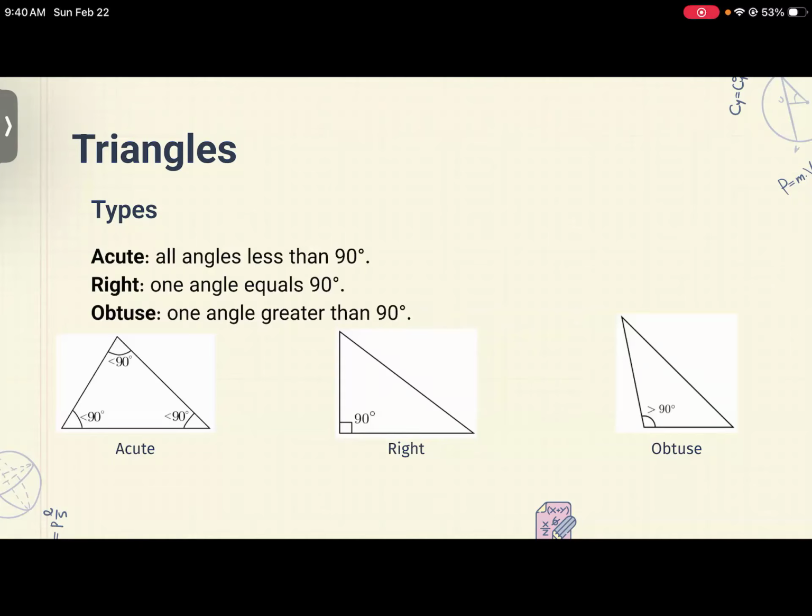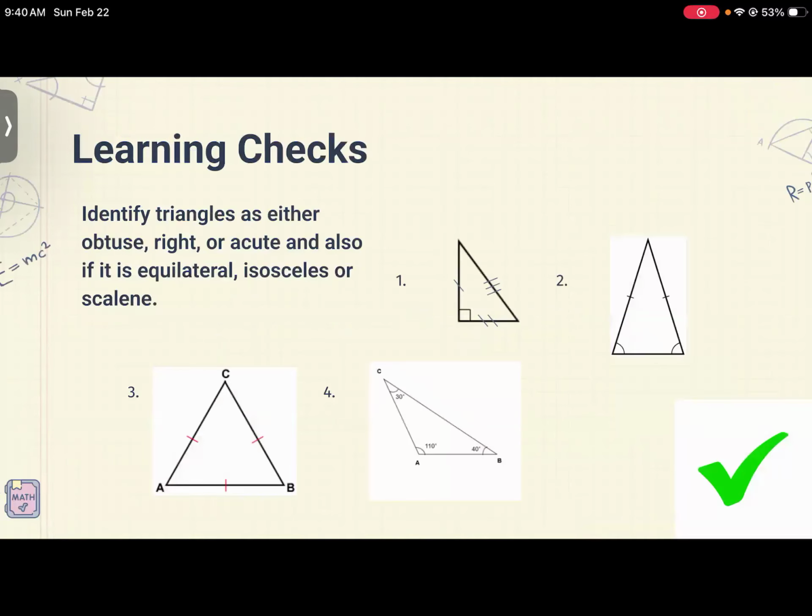Okay. So for the learning checks, on a piece of paper, write down 1 through 4, and then say if it is an obtuse, right, or acute triangle, and also if it is an equilateral, isosceles, or scalene triangle. And then we'll go over it once everyone is done.